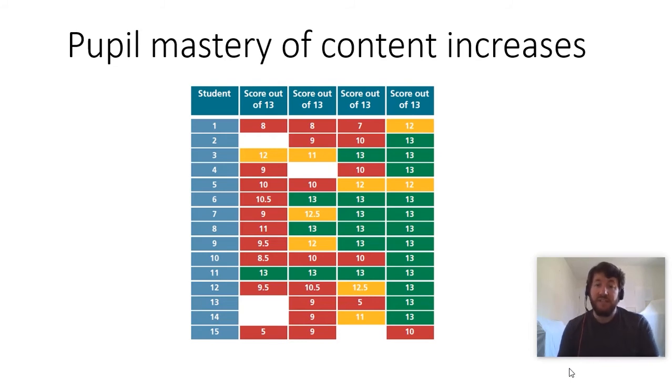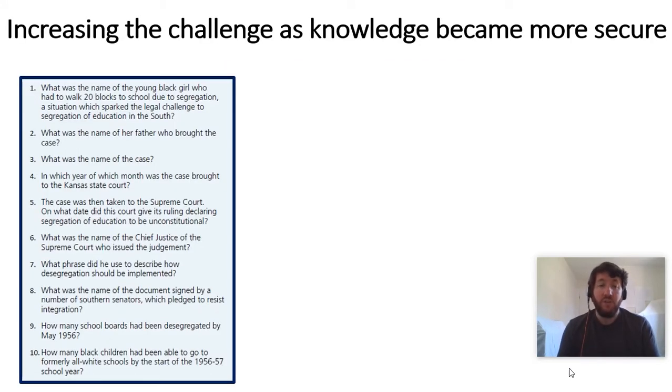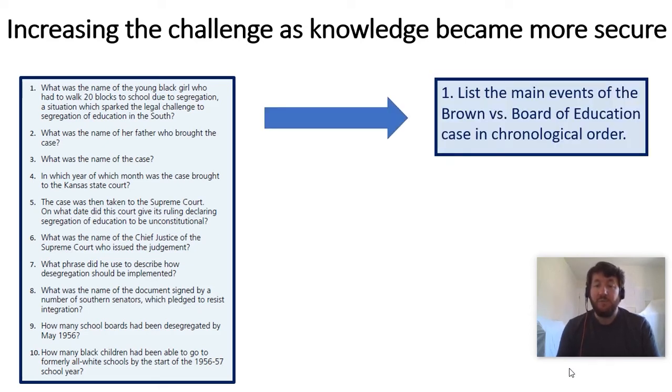Once this content was mastered, I was keen to ensure that pupils retained it beyond the specific sequence of lessons in which they'd learnt it, and that I increased the challenge with practice and retrieval as their knowledge became more secure. To do this, I collapsed the knowledge covered in the original 10 quiz questions into a single task, which I asked pupils to complete at the end of two separate lessons on the next aspect of the topic, which was the Montgomery bus boycott.